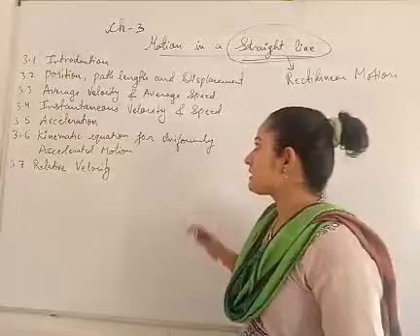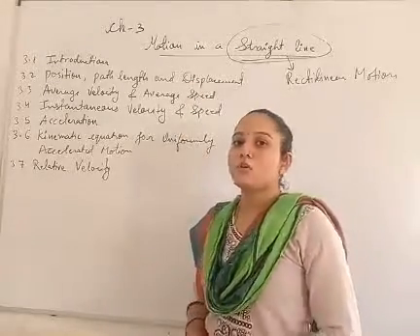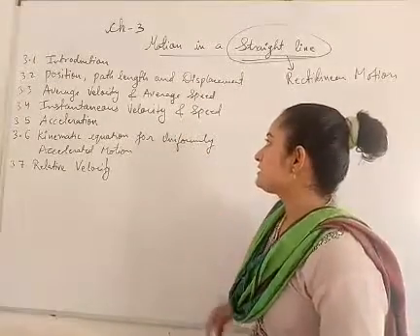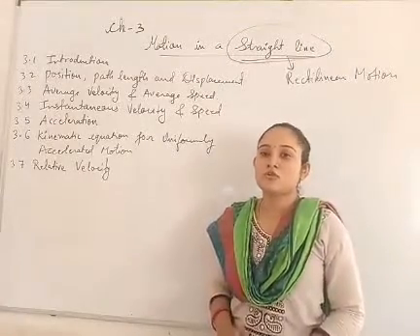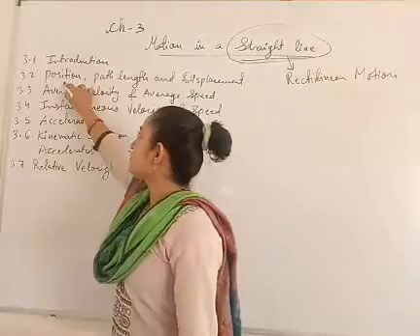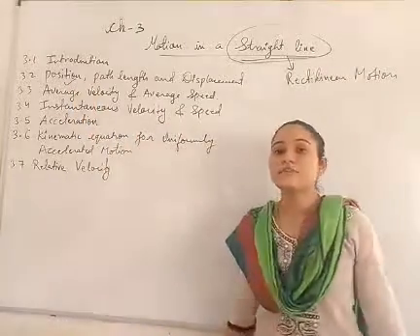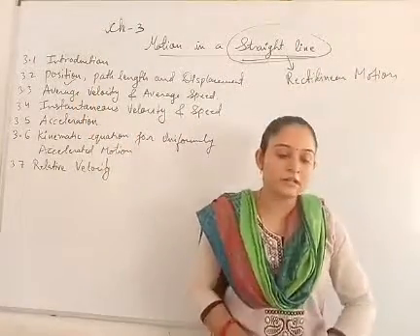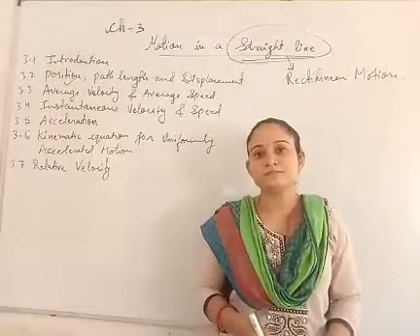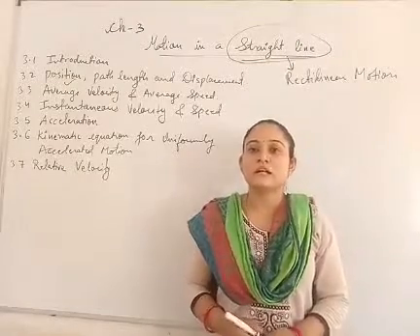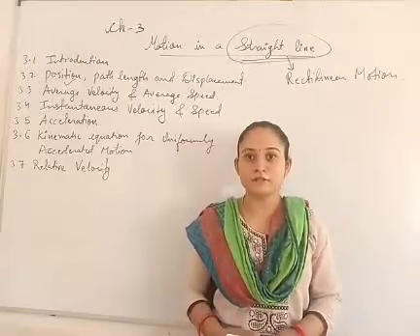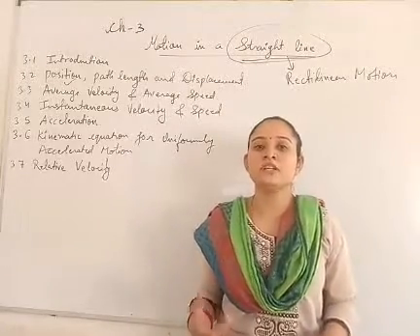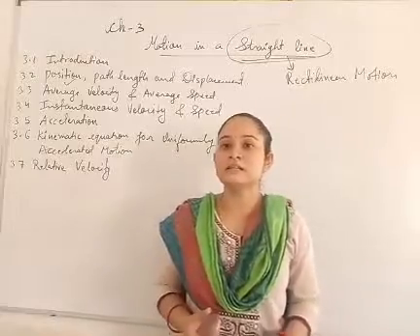Next, there are a total of 7 topics in this chapter. Next is position, path length and displacement. First of all, we will consider what position is. For example, I am standing here, right? So this is my position. We will consider what a reference point is and what a frame of reference is. These are the terms which we need to define at this early stage.